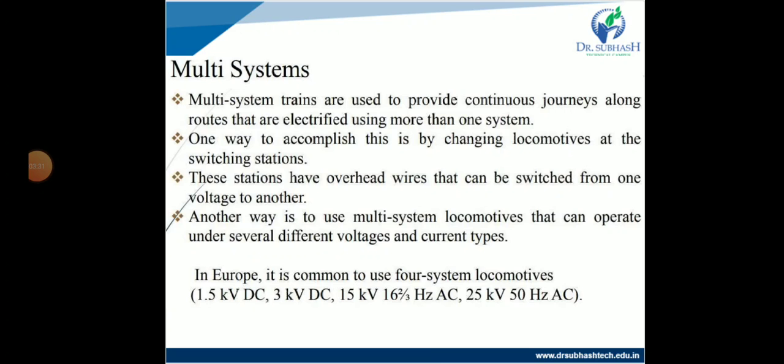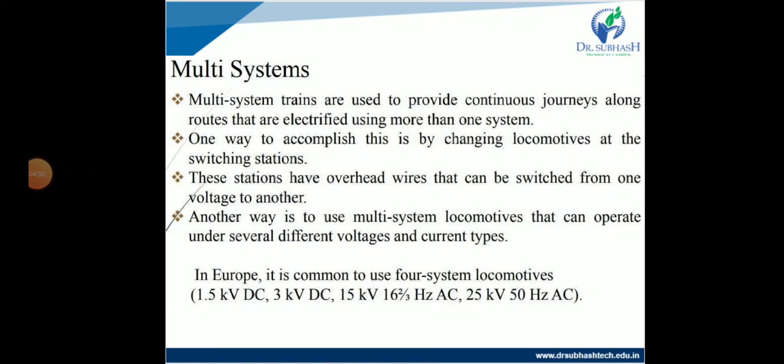Now multi-system trains are used to provide continuous journeys along routes that are electrified using more than one system. One way to do this is by changing the locomotive at a switching station. This station has overhead wire that can be switched from one voltage to another. Another way is to use multi-system locomotives that can operate under several different voltage and current types.